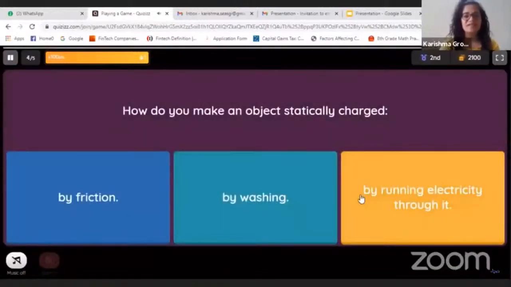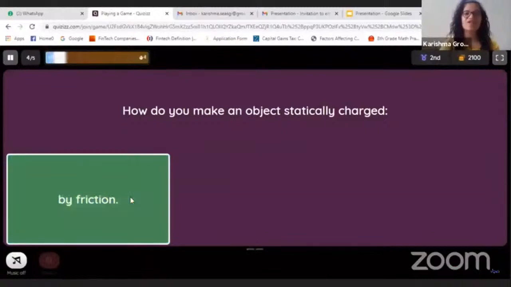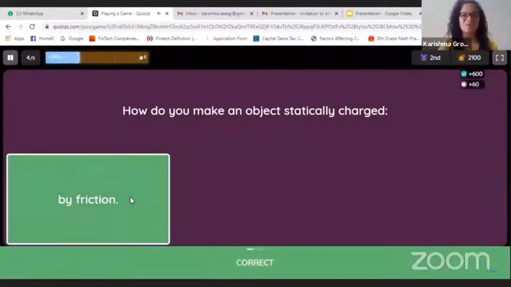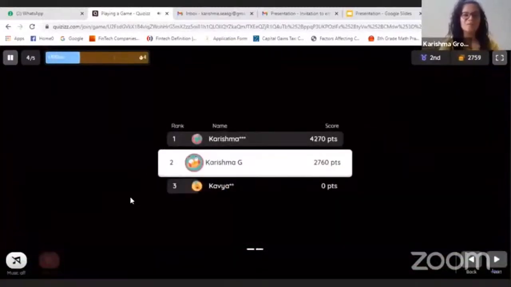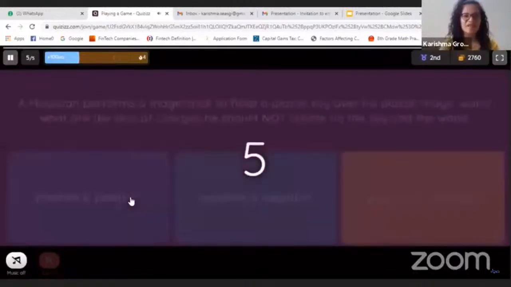How do you make an object statically charged? Is it by friction? Is it by washing? Or by running electricity through it? When we were rubbing the rod, did we run electricity through it? No. Did we wash it? We were not cleaning it. No. When we were rubbing it, we created friction, and that's how it got statically charged. Good job. Okay, the last one.